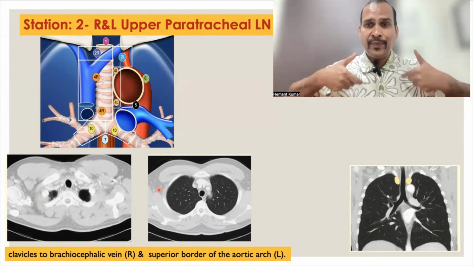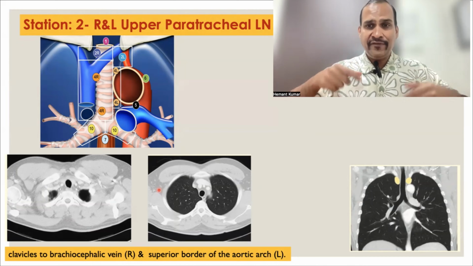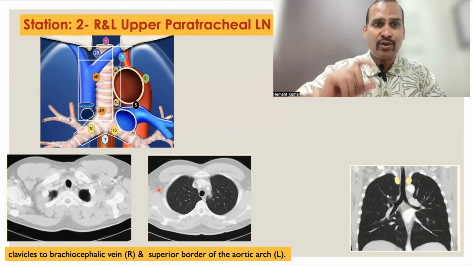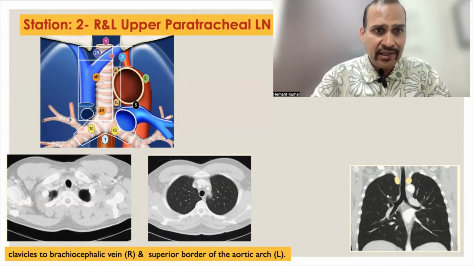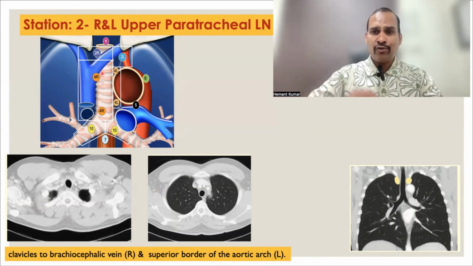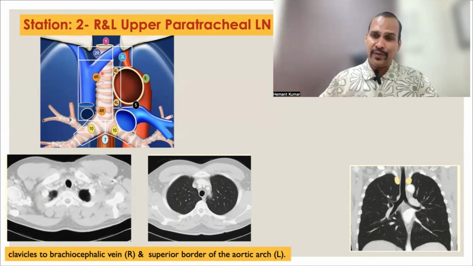Means the upper part of the trachea. The lymph node lying along the upper paratracheal area is called upper paratracheal lymph node. So you can see this is trachea from here to here, upper part. So how to define upper part? How to differentiate upper part from lower part?